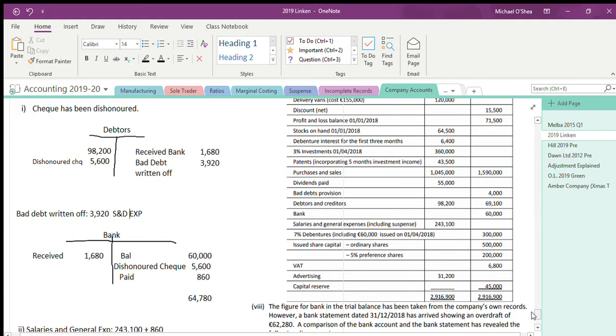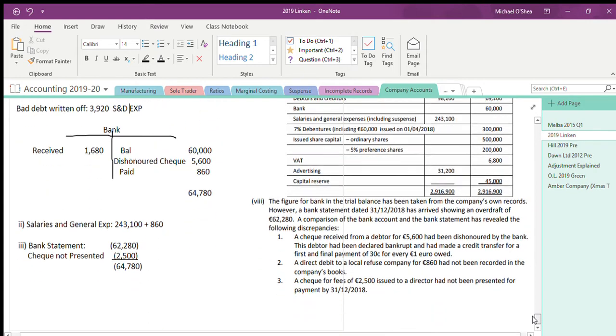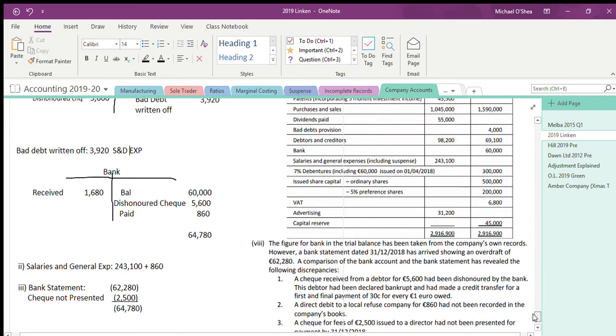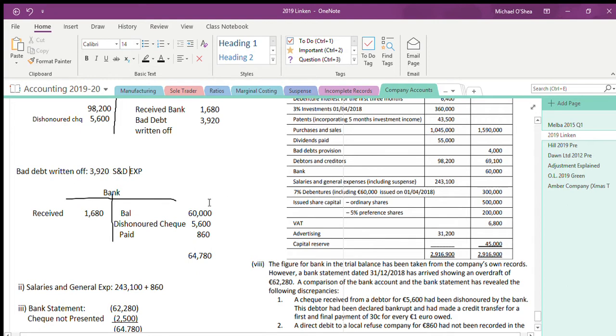In terms of the bank, our other two adjustments are going to the bank. Our bank figure given in the question is 60,000 overdraft. This is my 60,000 overdraft bank balance. What's after happening? Well, I had to cancel a dishonored check. That 5,600 I thought was going into my bank. I thought I was going to increase my bank balance by 5,600. And that's how I would have got to 60,000. But what's after happening is it's after being cancelled.